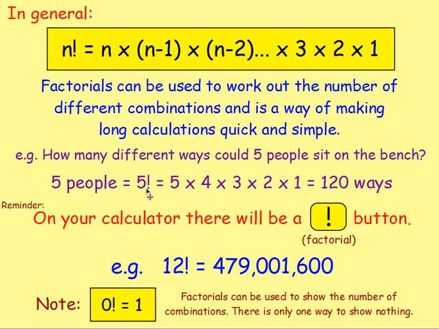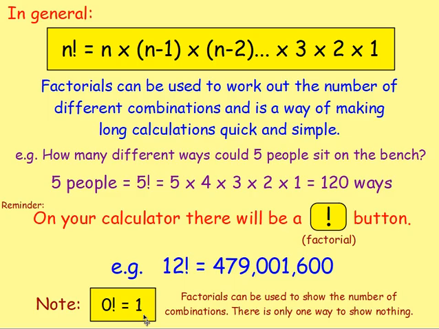And it means you're multiplying that number by all the numbers before it all the way down to 1. On the calculator, there is a button that looks like this. It is the factorial button. And using factorials, numbers get quite big very quickly. For example, 12 factorial, if you put that into the calculator, you get 479,001,600.